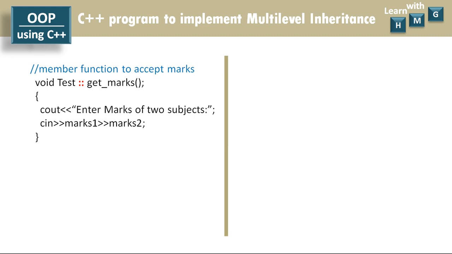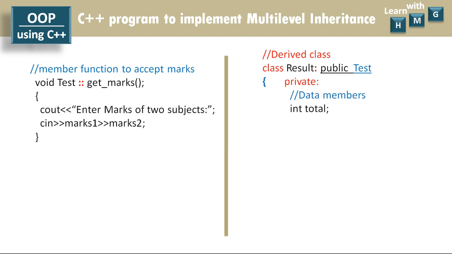Let us define the derived class result, which is derived from the test class. So my first line of class definition is class result colon public test. So the result class is publicly derived from class test. Private section, only one data member, that is total. Public section, in public section now putTotal.